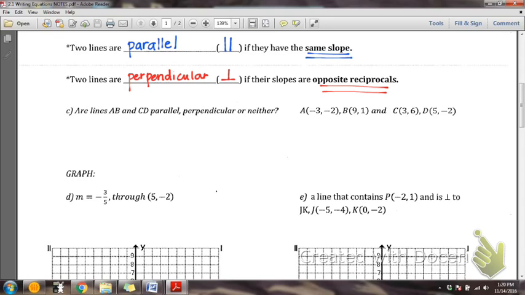And this is lesson 2.1, so if you need to go back and look, the smaller box in your vocab is for you to write what lesson it's from. So this is lesson 2.1. Perpendicular lines have opposite reciprocal slopes.